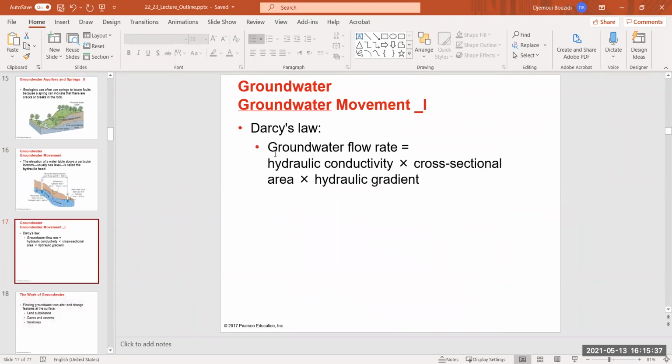As a matter of fact, this is Darcy's formula that gives you the groundwater flow rate. It is the hydraulic conductivity, how conductive the material is, namely the permeability in this case, times the cross-sectional area. The bigger the area, the more flow is going to go through it. The smaller the area, the less flow is going to go through it. And then the hydraulic gradient, which is really the difference in height between the different levels. So that is basically how you find how fast the flow is.